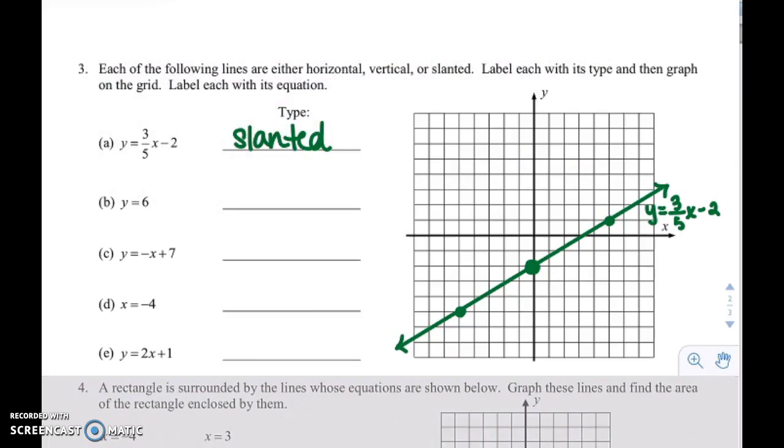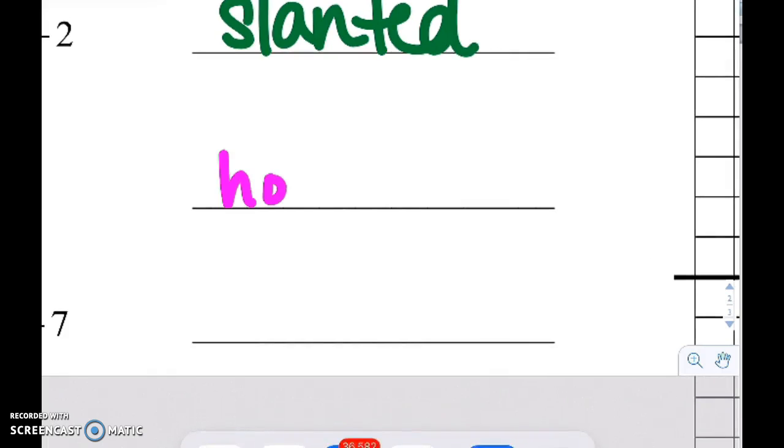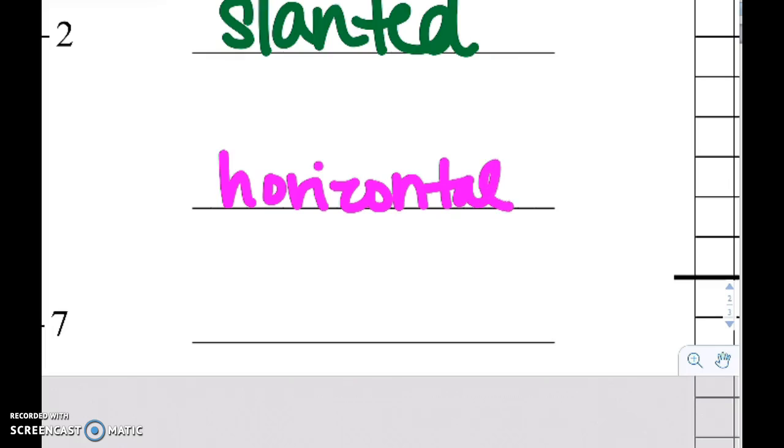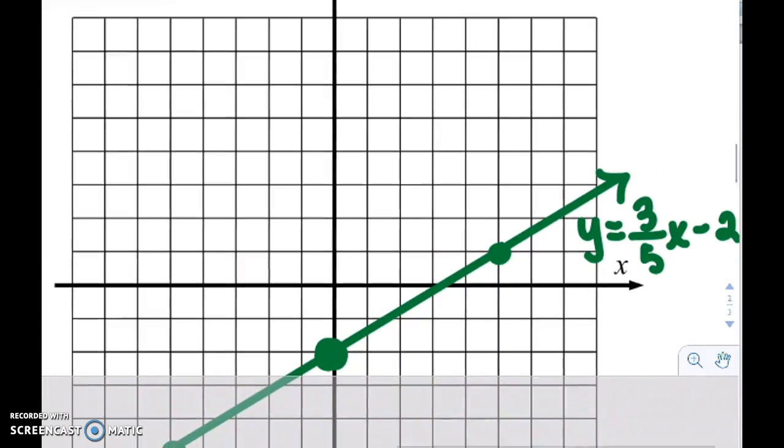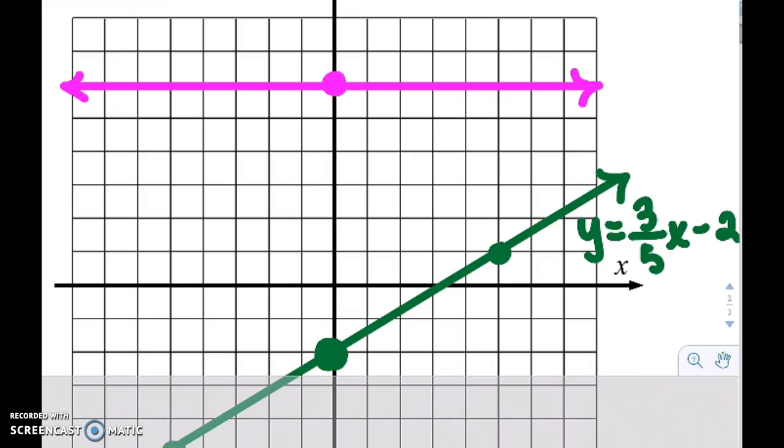All right. Next, y equals 6. Y equals lines are horizontal. So go to your y-axis. Put a point at 6. 1, 2, 3, 4, 5, 6. And then just draw a nice straight horizontal line through that point. Y equals 6.